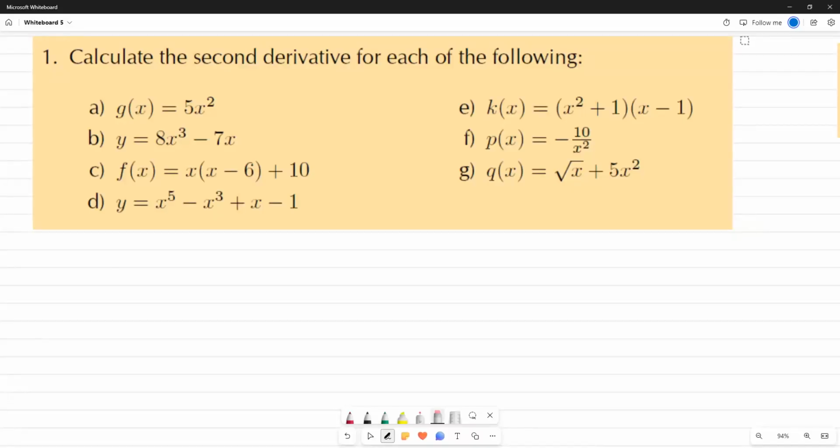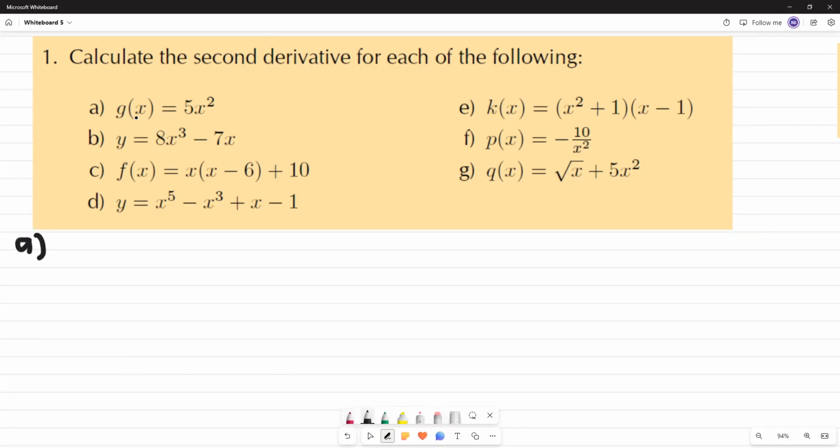In this video, we're going to be looking at the second derivatives of each of the following functions. The second derivative is a very simple concept if you know how to differentiate. I'll just dive into it. Perfect. So let's start with the first one.